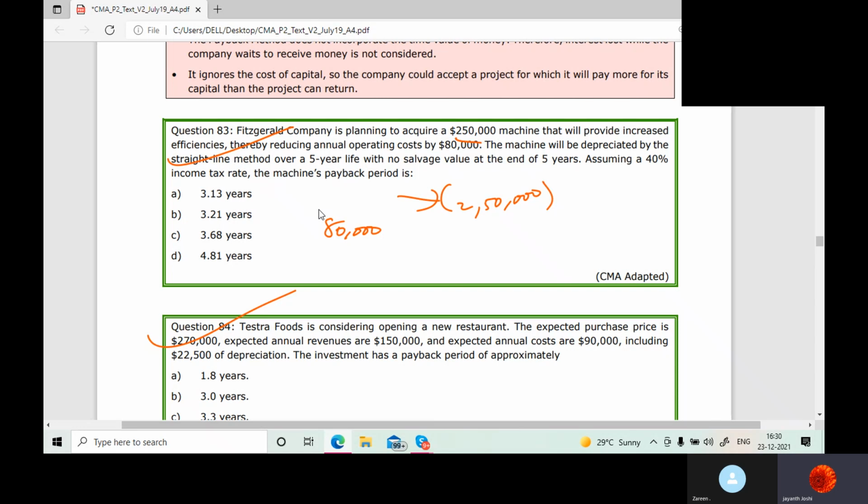Yeah, tell me, Zarina, what you have done. So let me just check. 80,000. The machine will be depreciated by straight line over 5 years. So for 5 years we'll be getting the cash inflows. The tax rate is 40%. So we can take 0.60, 48,000, and 2,50,000, 48,000. We've got 2,50,000 and 5 years.